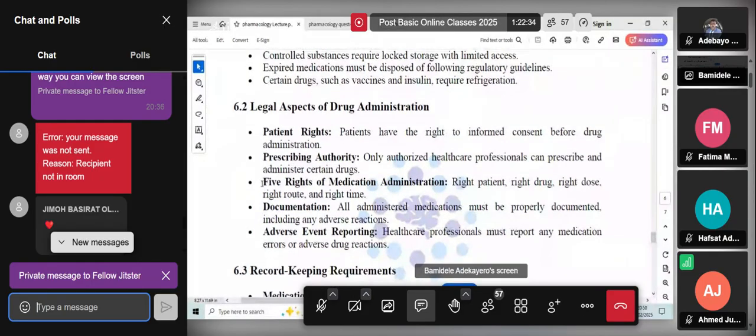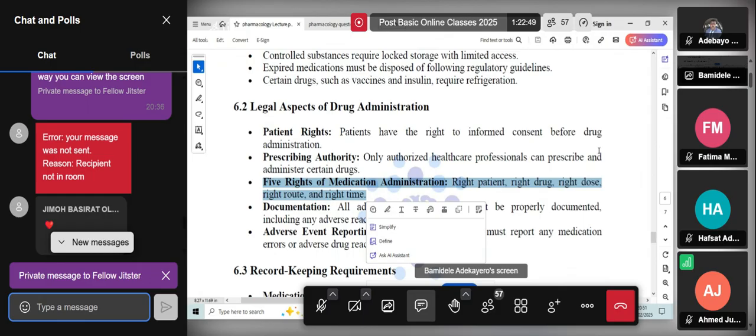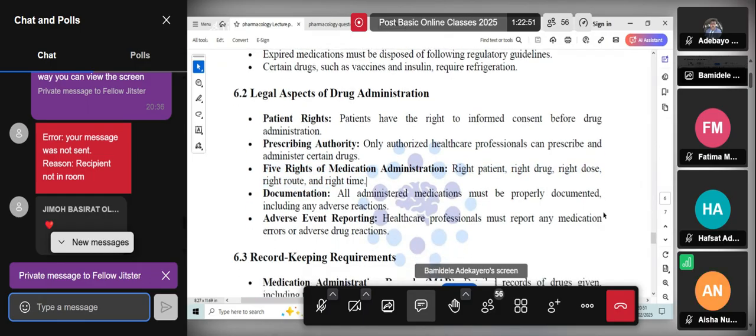You should know the five rights of medication. You need to know them. Very important, because if you make an error, you cannot transfer the blame. Even if the pharmacy is wrong, but you still give the medication. Even if the doctor is wrong, you still give the medication. So you are responsible. We've said this before: documentation. You need to document properly what you've done, what you gave.